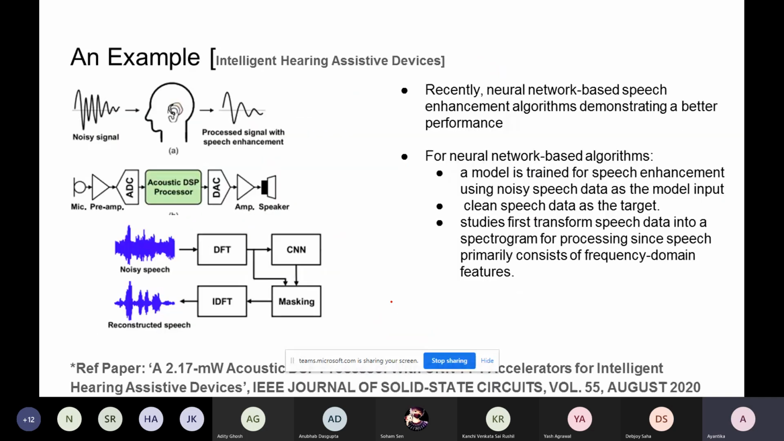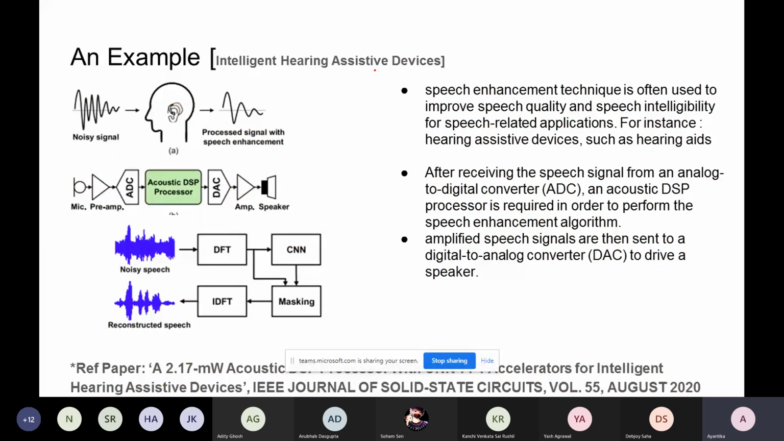So we were talking about these intelligent hearing assistive devices. You mostly understood that we already mentioned what these assistive devices do: they receive some speech signal, then convert that through some ADC, and then there is some DSP processing required to perform this speech enhancement. Now this DSP processor we are already using.